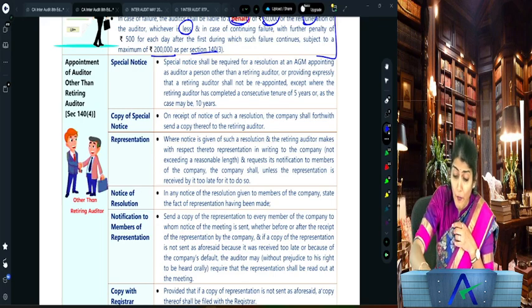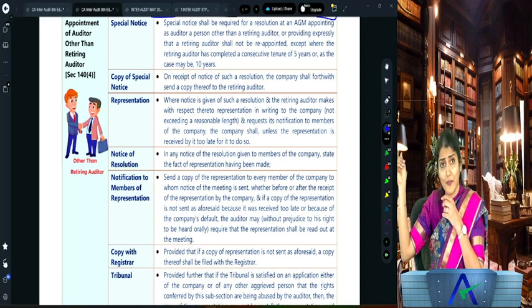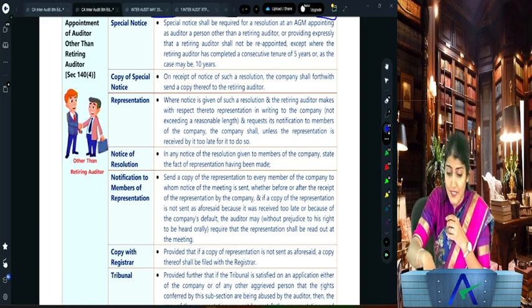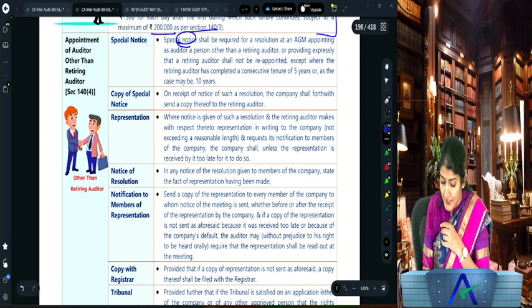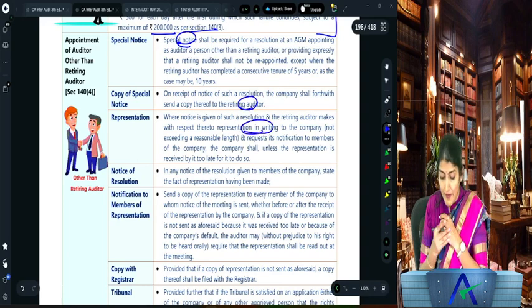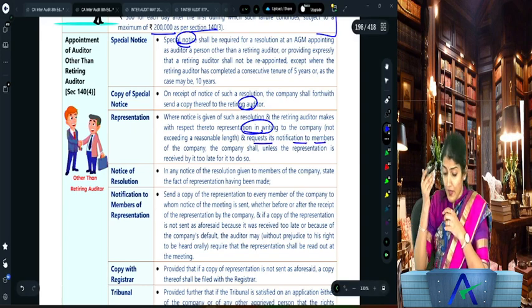Okay. Then appointment of auditor other than retiring auditor. Do you know this one? At the expiry of his term, but before completion of his tenure. How does it start? A special notice is to be sent. Then the copy of the special notice is to be sent to the retiring auditor. He can make a representation in writing and request the company to circulate it to the members.